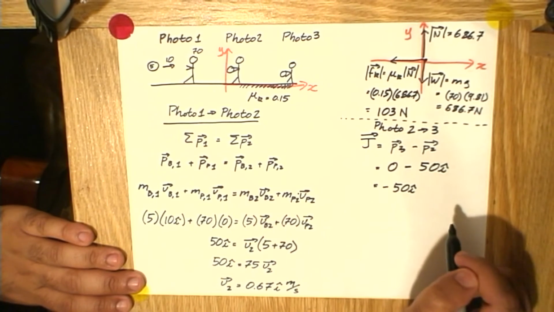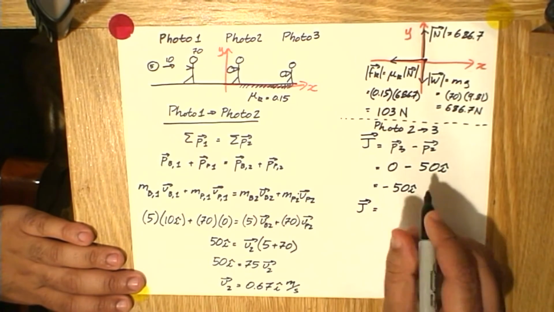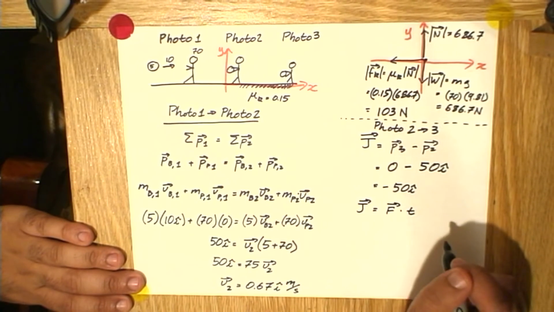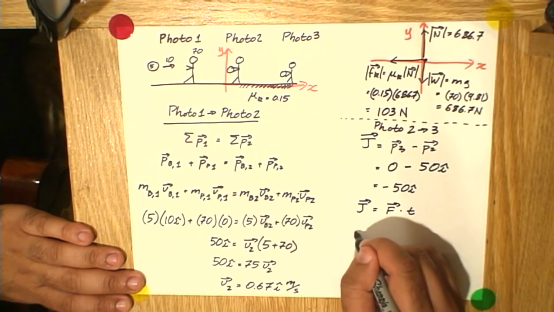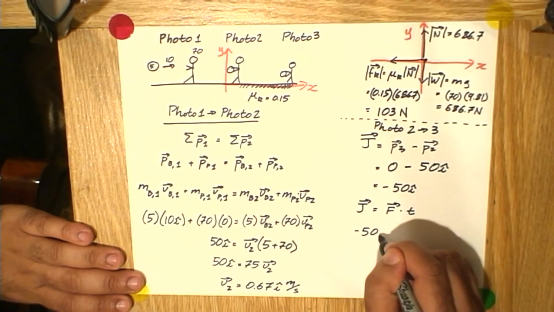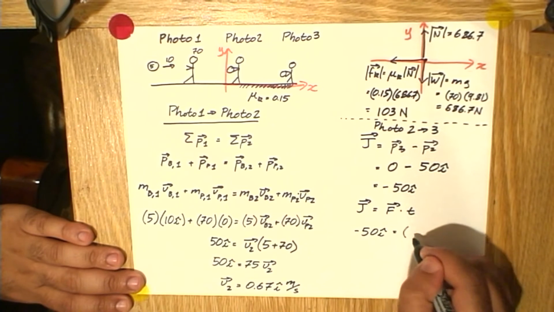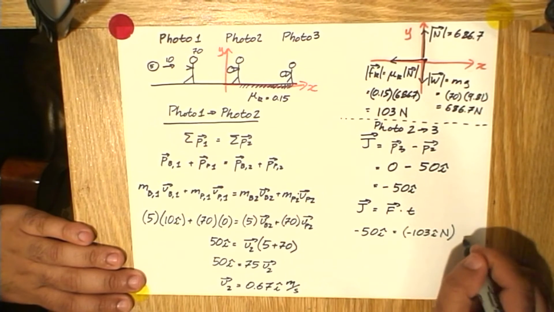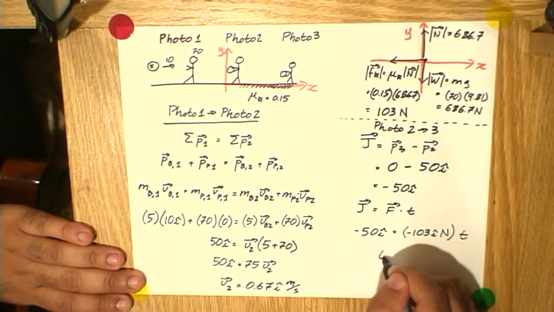That's the impulse. But impulse is also equal to force multiplied by time. And since it's the force of friction that we're worried about, we can say that an impulse of negative 50 I hat is equal to a force of negative 103 I hat newtons multiplied by time. So now it's just a matter of division.